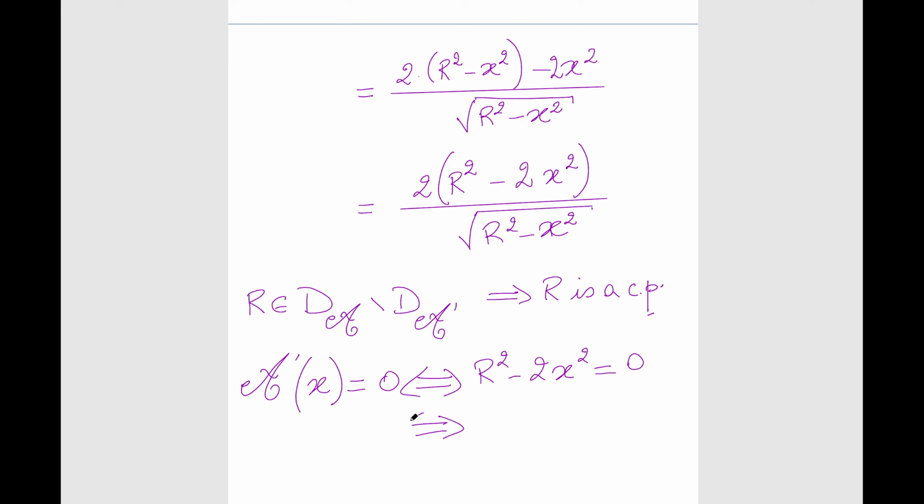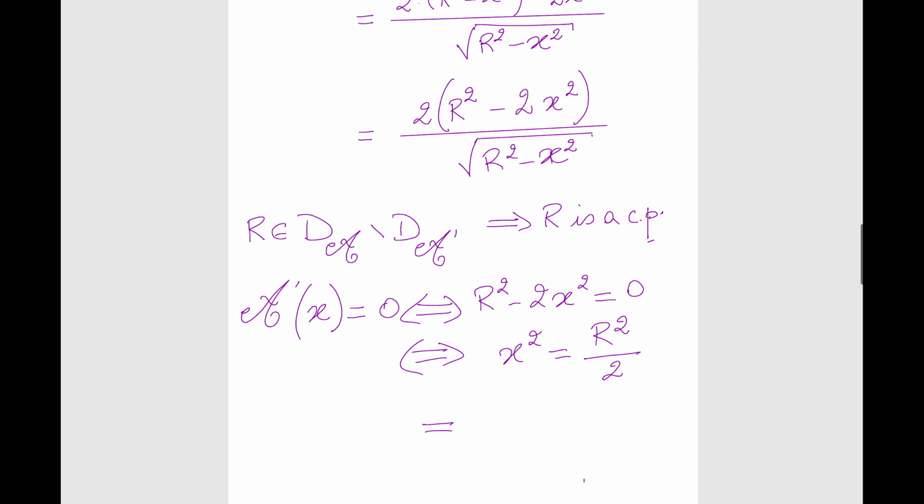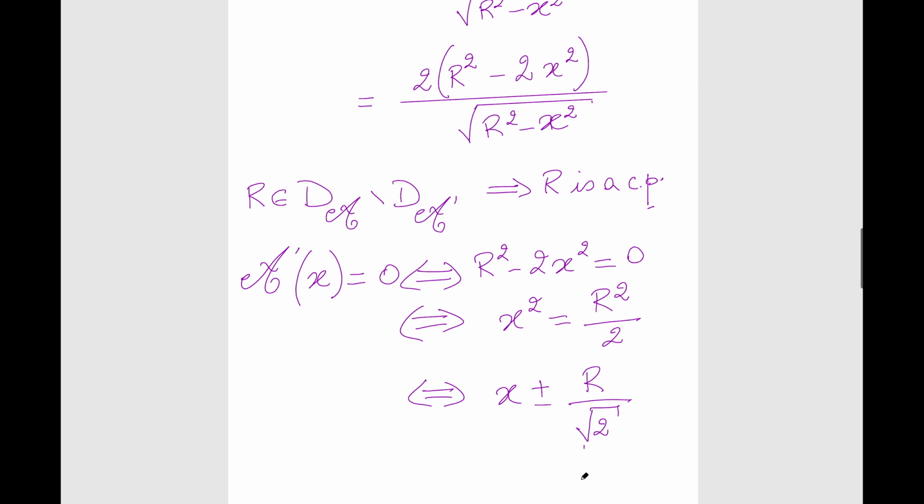which if you solve for x, you should get x squared equals r squared over 2, right? Which means x is plus or minus square root of r squared over 2. What's square root of r squared? R is positive. It's r divided by square root of 2. Makes sense? So we get this.